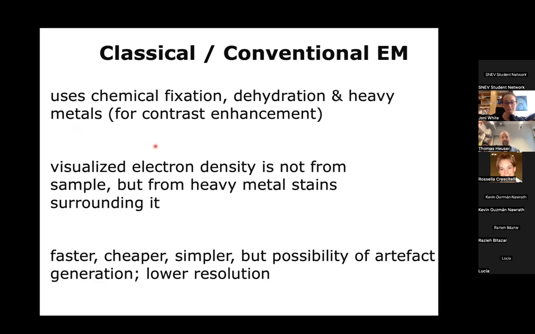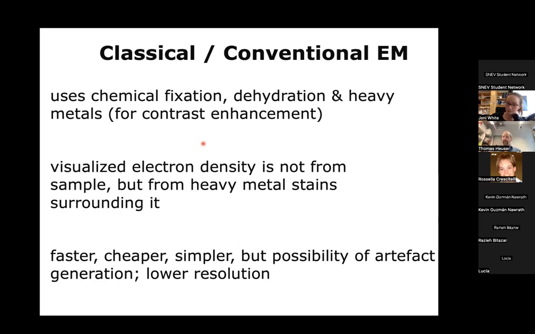So one thing that's very important about this method is that the images that you finally will get, what you're visualizing here is not the electron density of your sample. So we're not visualizing the electron density of our EVs, of the proteins, lipids, or whatever other molecules might be involved here. But what we're visualizing is a heavy metal coating that we basically put surrounding these vesicles.